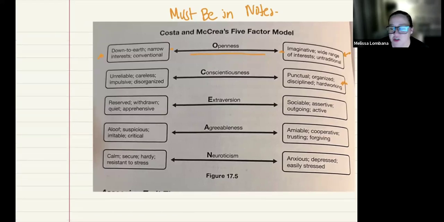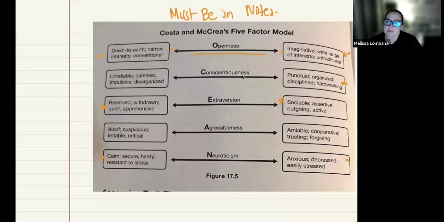Then you have extroversion. On this side, you'll be more reserved, withdrawn, quiet. And on this side, you'll be more social, assertive, and so forth. Then agreeableness: on this end you tend to be a little more aloof, suspicious, irritable, or critical. And here is more amiable, cooperative, trusting, forgiving, and so forth. And then neuroticism is just like the other one. This end is more calm, secure, hardy, while if you're all the way over here, you're more anxious, depressed, easily stressed.